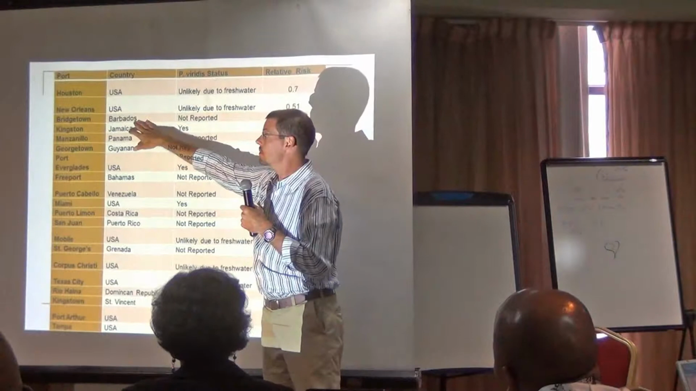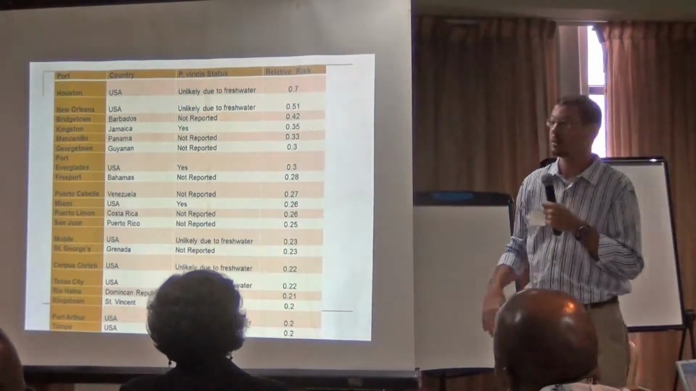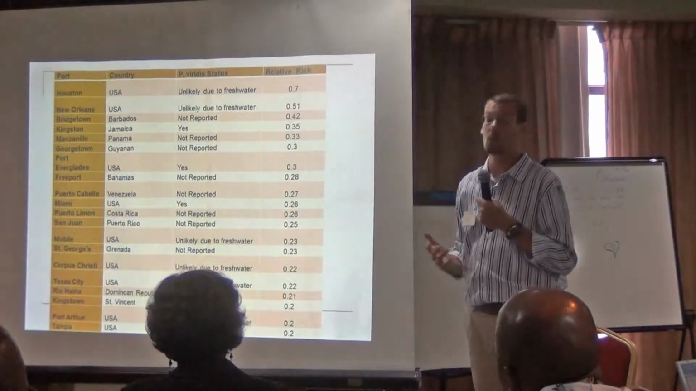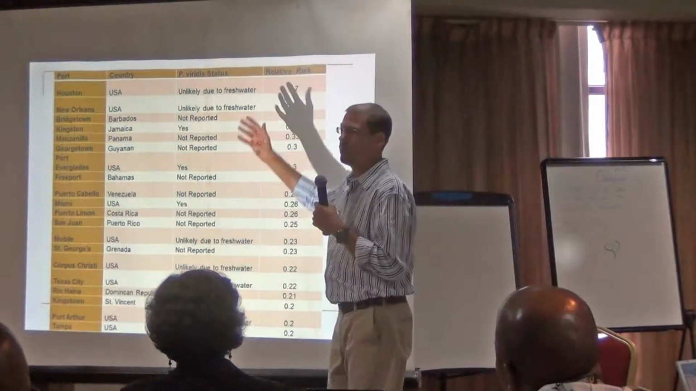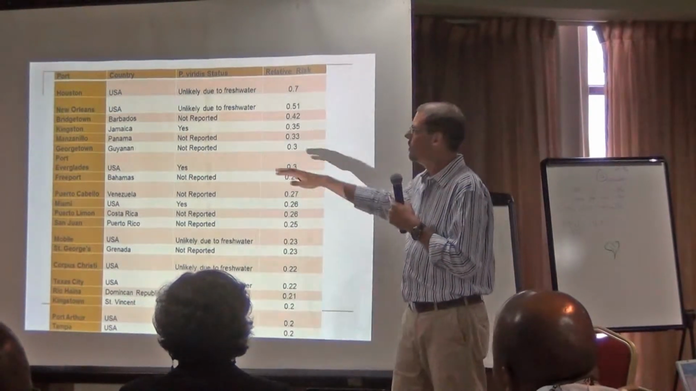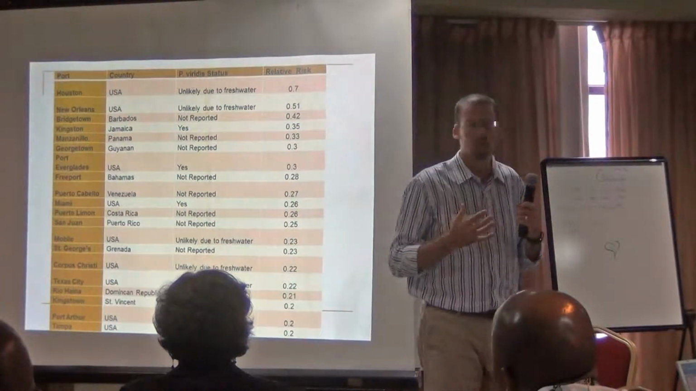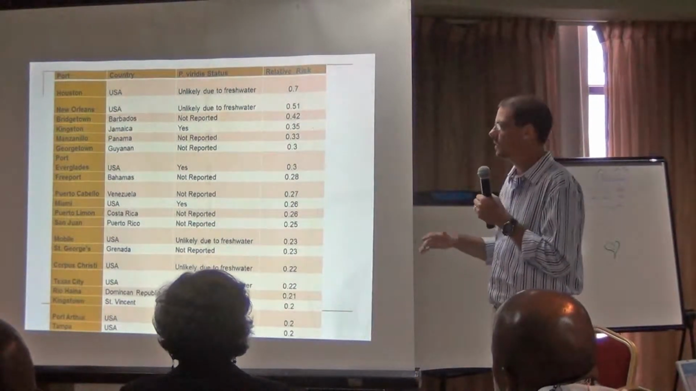What about Barbados? Barbados was the third highest prediction for me. Barbados has not reported green mussel there. Really good, interesting question about why. I don't know a whole lot about Barbados. I haven't been there. But what about Barbados would restrict green mussel from living there?